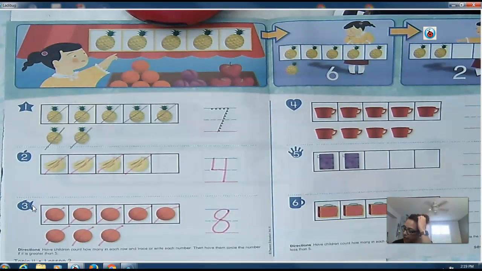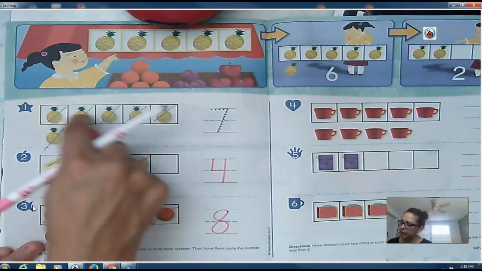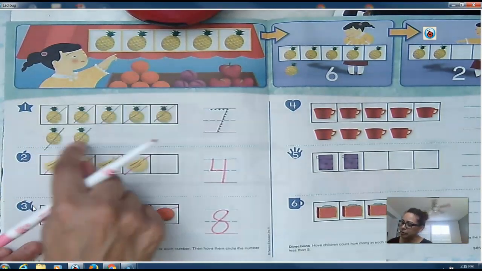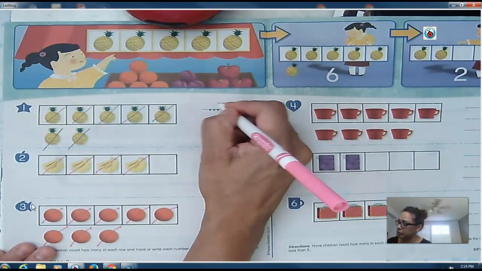Boys and girls, on this page, we have to circle the number if it is greater than 5, so bigger than 5. So let's look at this one. We know that this would be 5. So if there's 2 extra, that means that it's bigger or greater, right? So we're going to circle the 7.